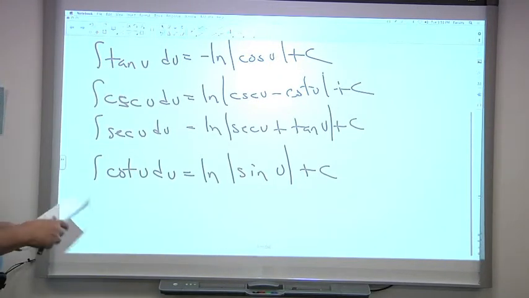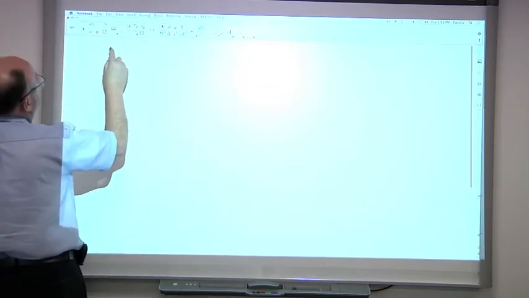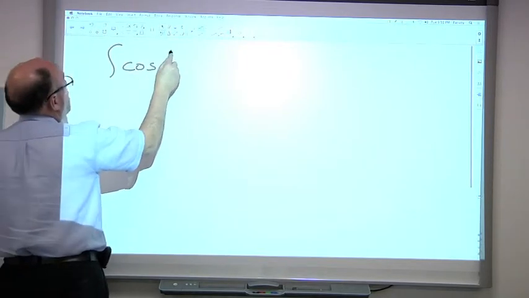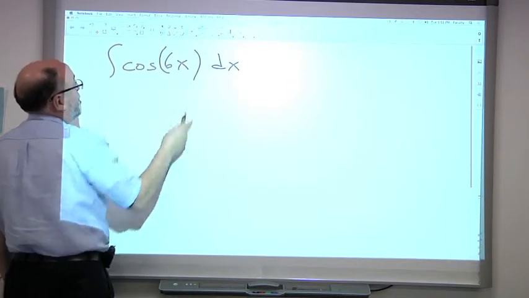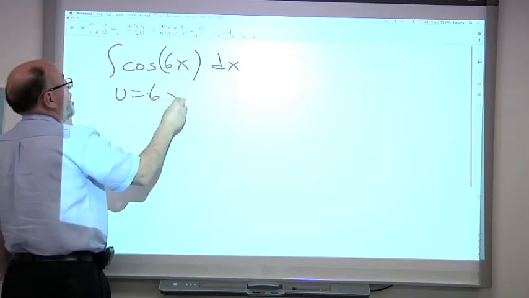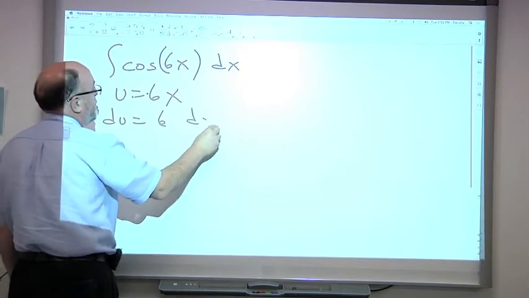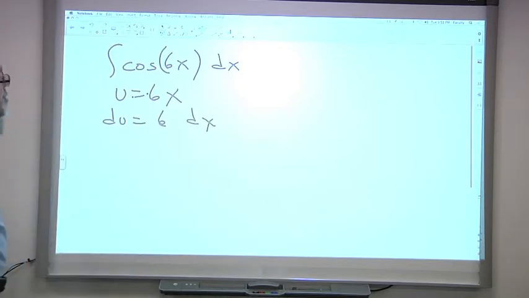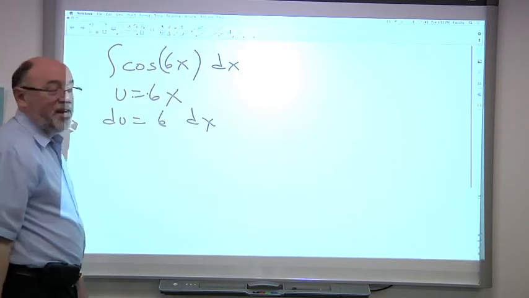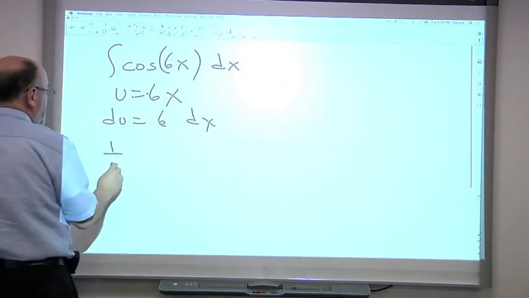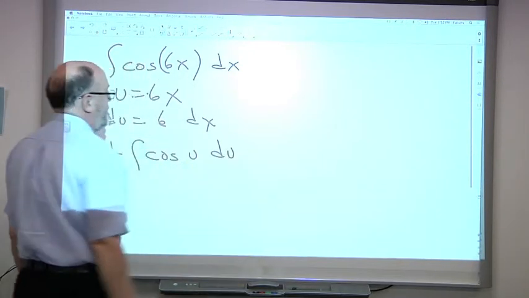So for example, one of these, let's say I want to integrate a cosine one. So I'm going to integrate cosine of 6x dx, right? So we're going to say u is the 6x. The derivative of that is going to be 6 dx. So we can make our substitution. Well, this is a 6 dx. My original was just a 1 dx. So my factor is 1/6. So cosine u du.